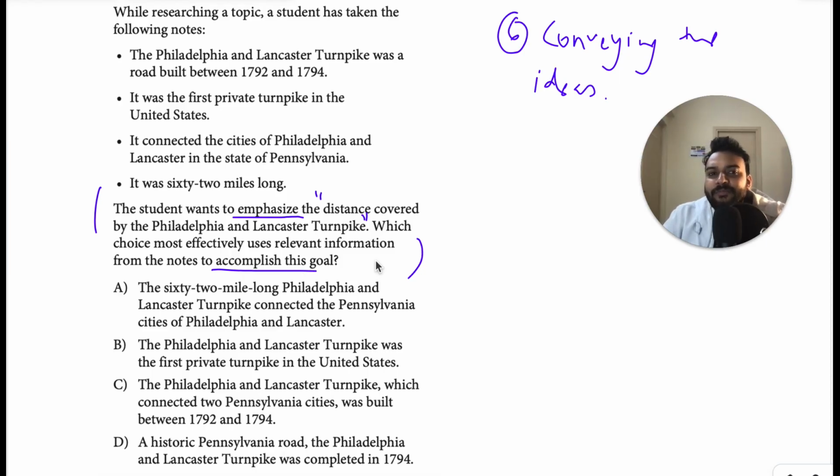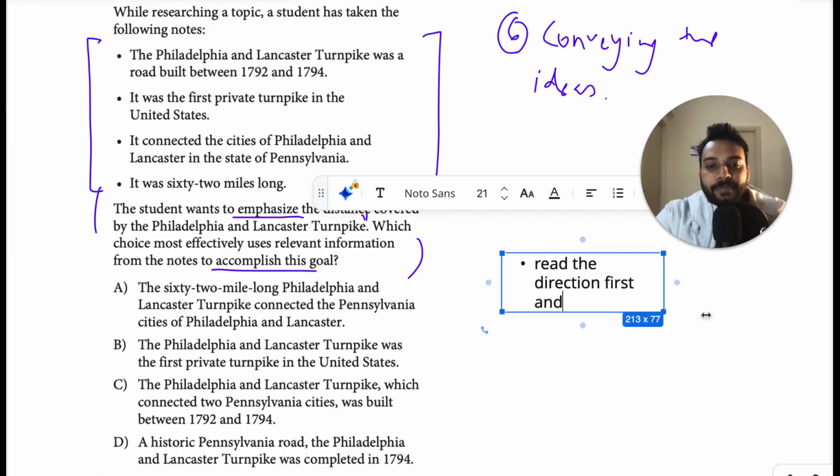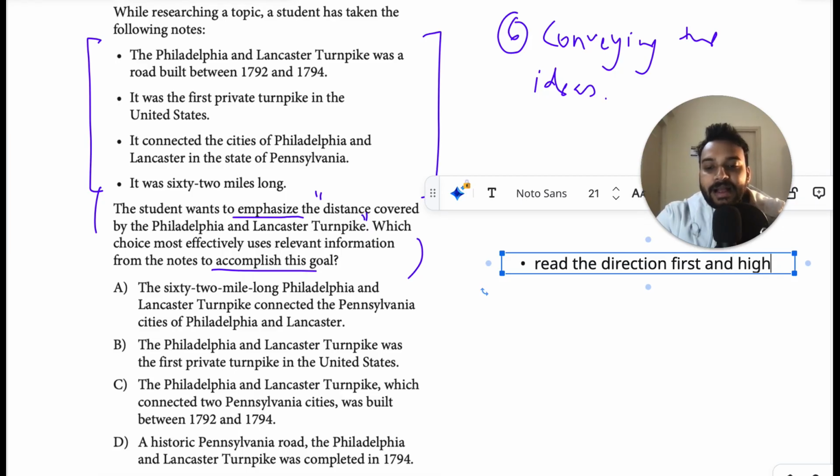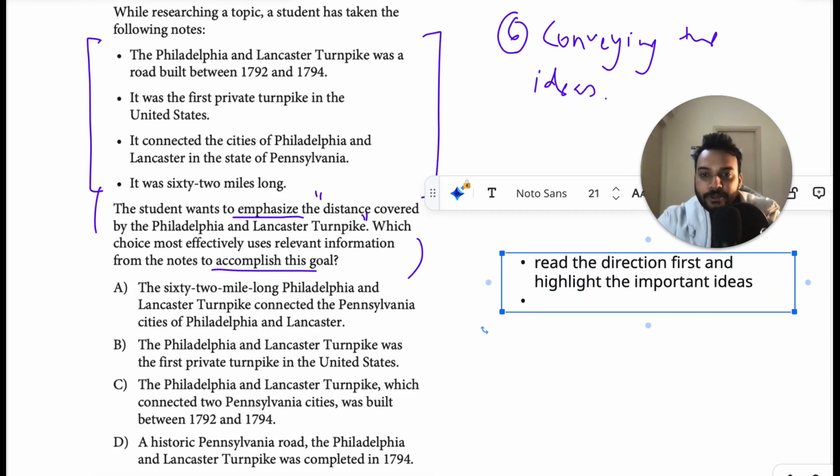In these kinds of questions, it's of paramount importance that you only focus on what's being asked. Look only for that information. They will always have some four or five points or research findings written here, and then the direction of the question. Always, first of all, read the direction. So the strategy for these kinds of questions: read the direction first, and highlight the important ideas. You got the idea that he wants to emphasize the distance covered by the Philadelphia and Lancaster Turnpike.